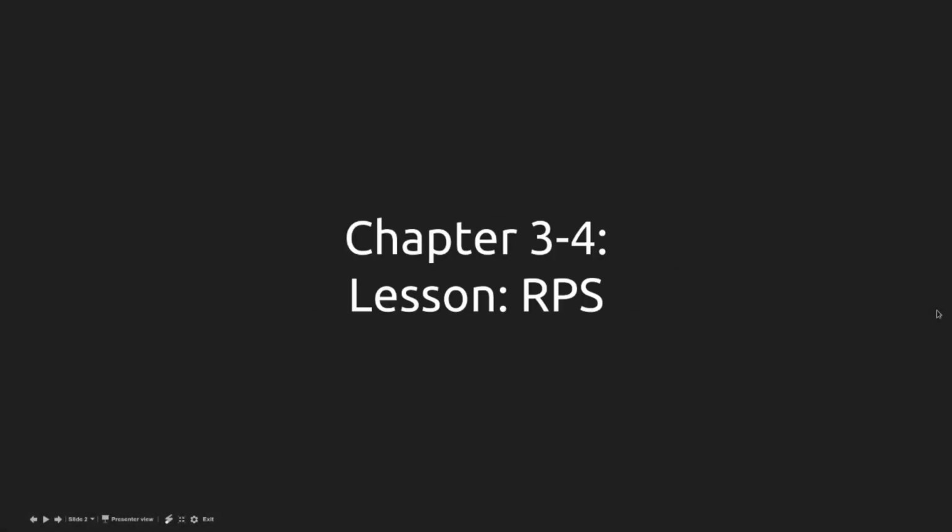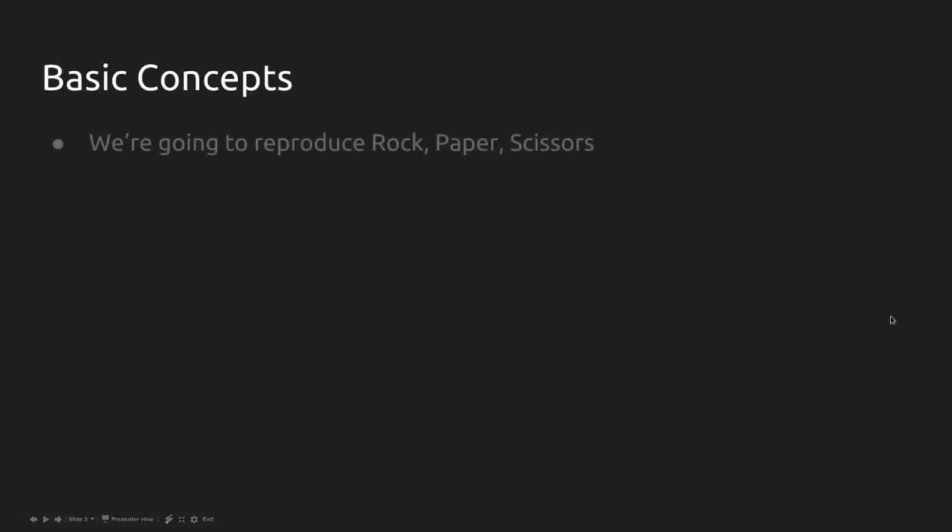This is Chapter 3, Section 4. We're going to do a lesson now, and we're going to use the game Rock, Paper, Scissors to demonstrate some of the concepts that we've explored briefly in this chapter. So we're going to reproduce the Rock, Paper, Scissors game, which we should all be familiar with, and we're going to be translating the rules of the game into code.